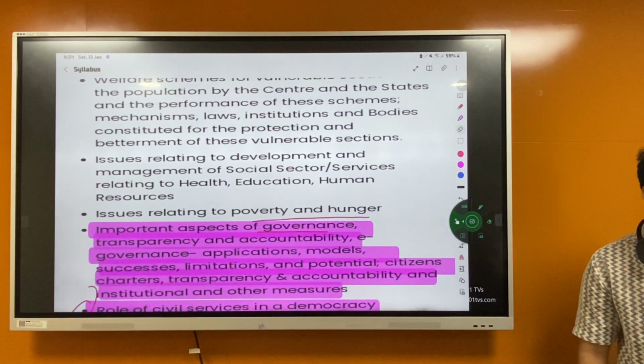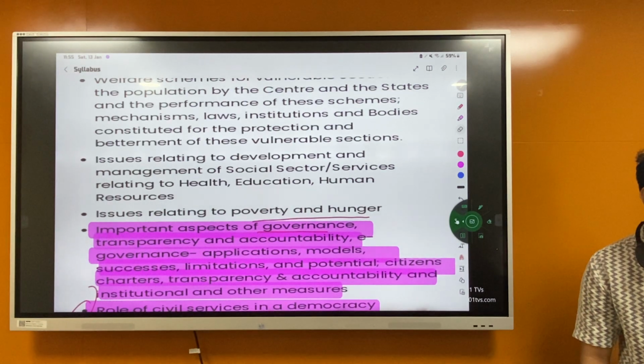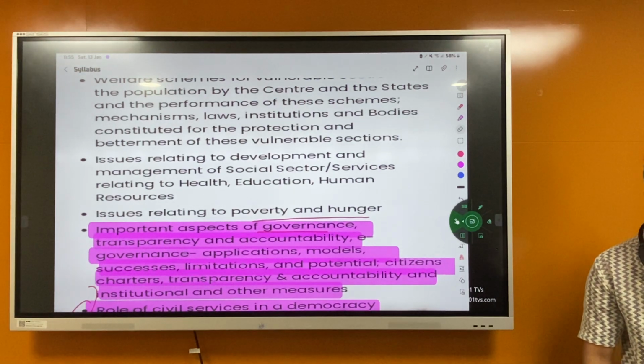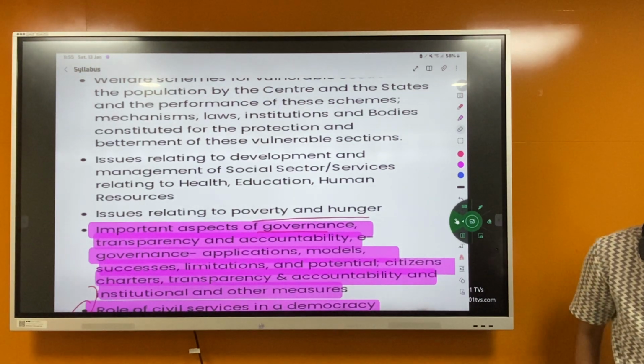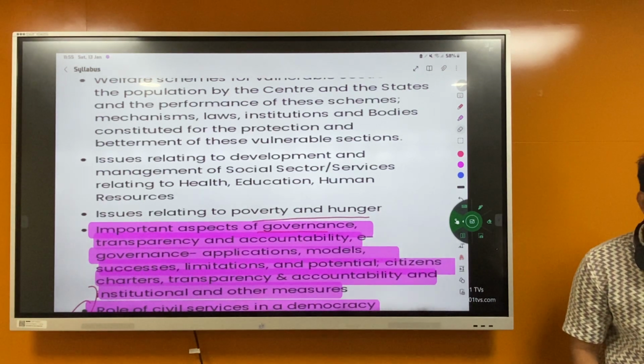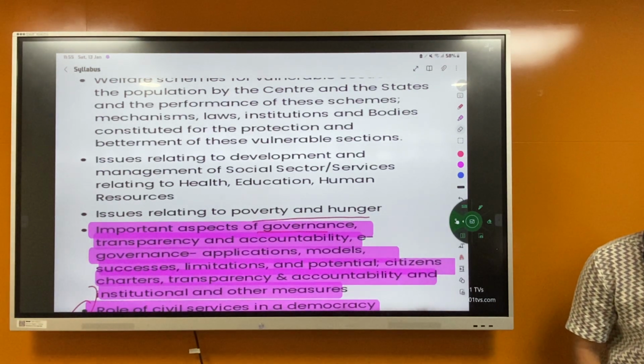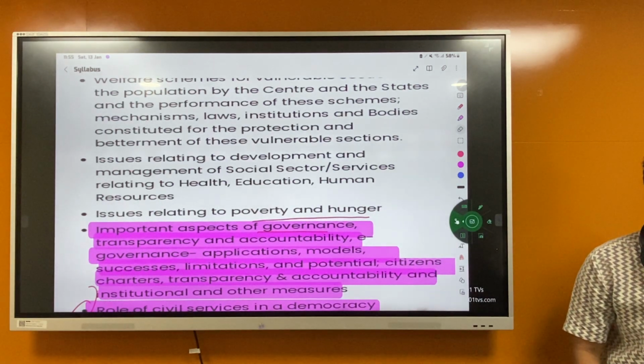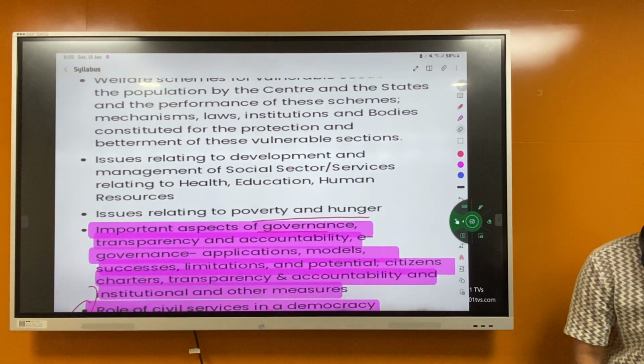Next, issues relating to development and management of social sectors, services relating to health, education, human resources. So did we read something yesterday about health? AMR, right? And I was talking about health, national health policy also. So we'll look into it when the health chapter comes. Okay. So this is the topic I said, right? Paper 2. Yesterday I marked you. So this comes under paper 2, the health, education, human resources.